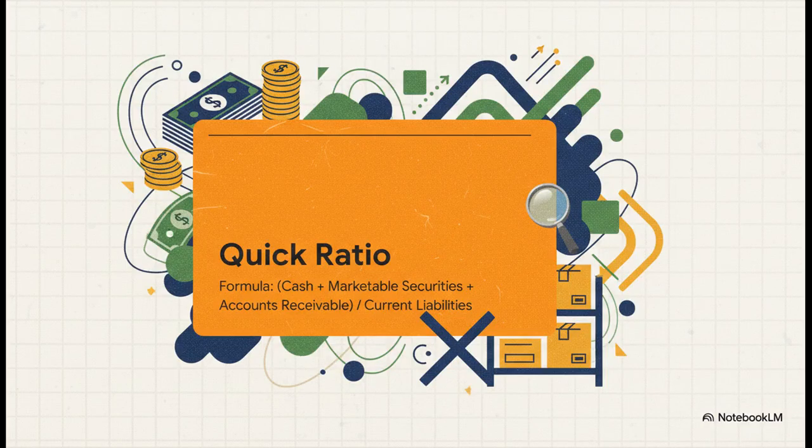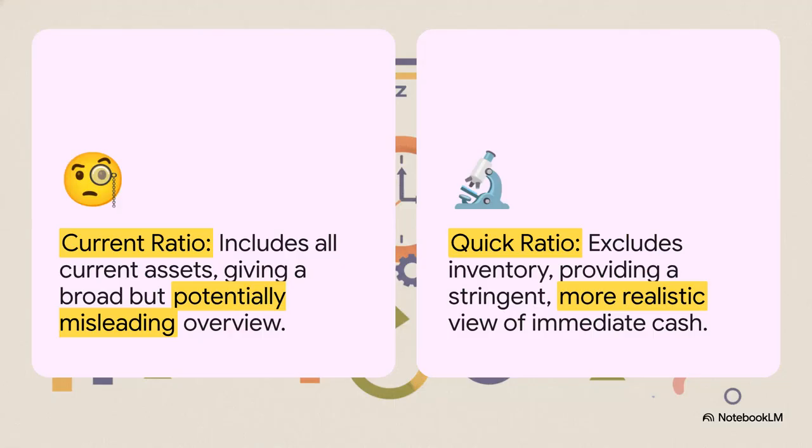So how does it work? Well, just look at the formula. Notice what's missing? Inventory. It's gone. It only includes the most liquid assets, cash, securities, accounts receivable, and divides those by the liabilities. It intentionally kicks inventory to the curb to give us a much more honest picture. And when you put them side by side like this, the difference is just night and day. The current ratio gives you that broad overview, but it can be really misleading. The quick ratio, on the other hand, well, it's called the acid test for a reason. It shows you the cold, hard cash reality of the situation.